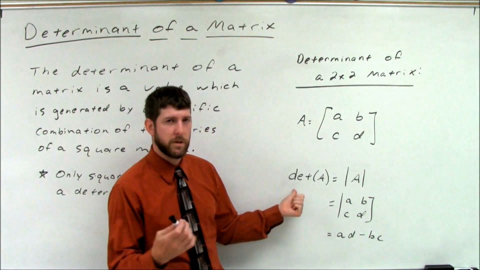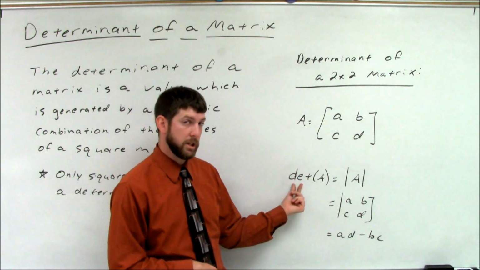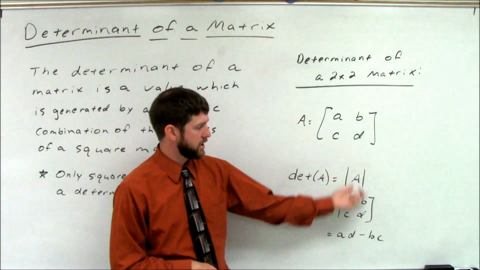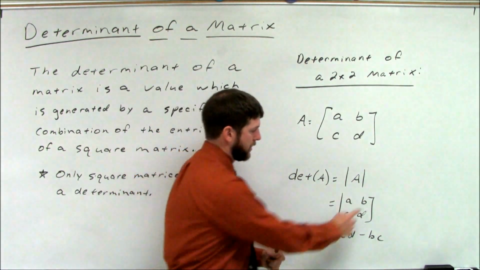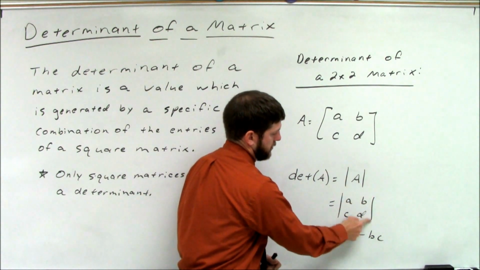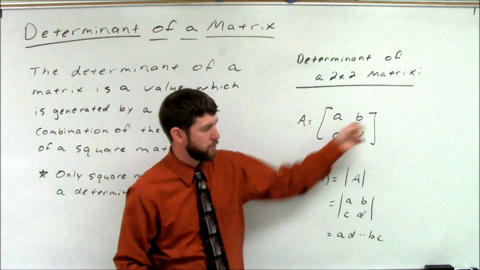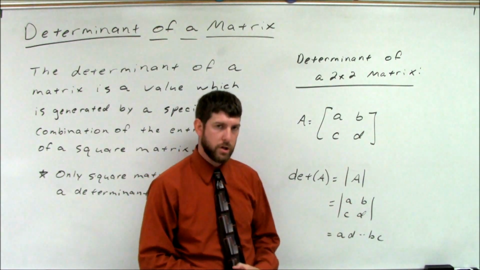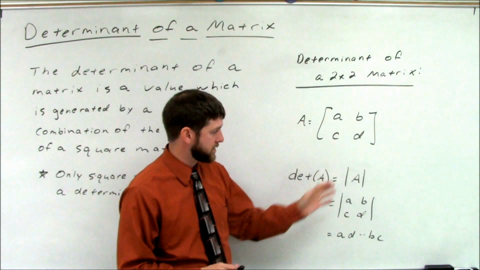Next, some notation. The determinant of the matrix A can be written det of A. We can do vertical bars on A. That's another sign of determinant. And we could just put vertical bars on the matrix, replacing the brackets on the matrix with vertical bars. All of those are different ways to write the determinant of this specific matrix.